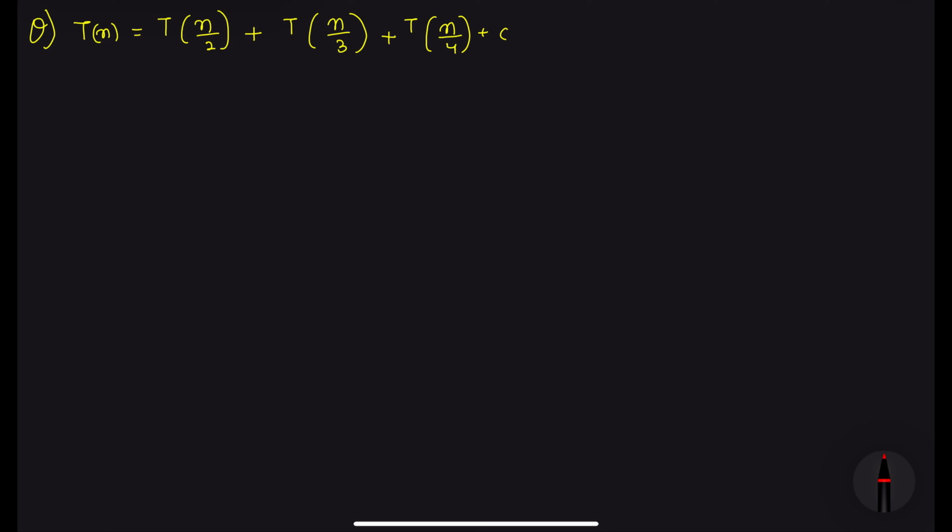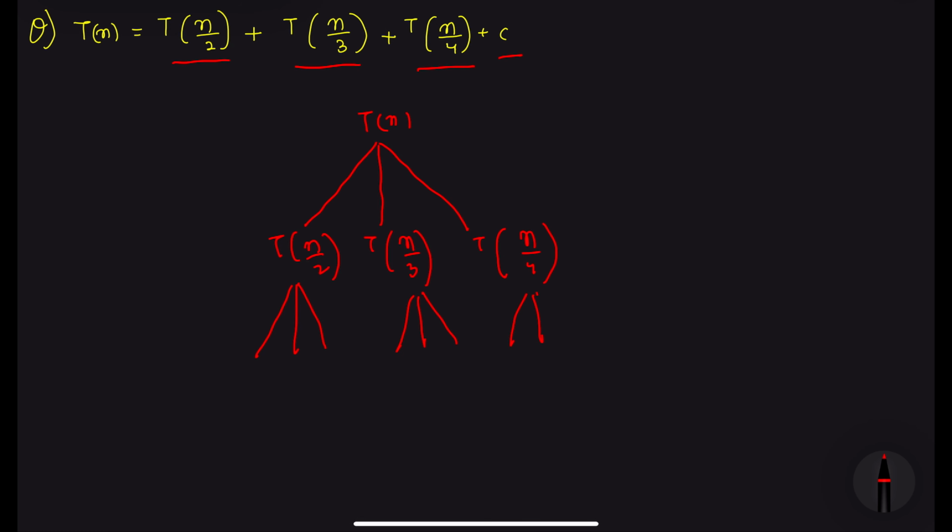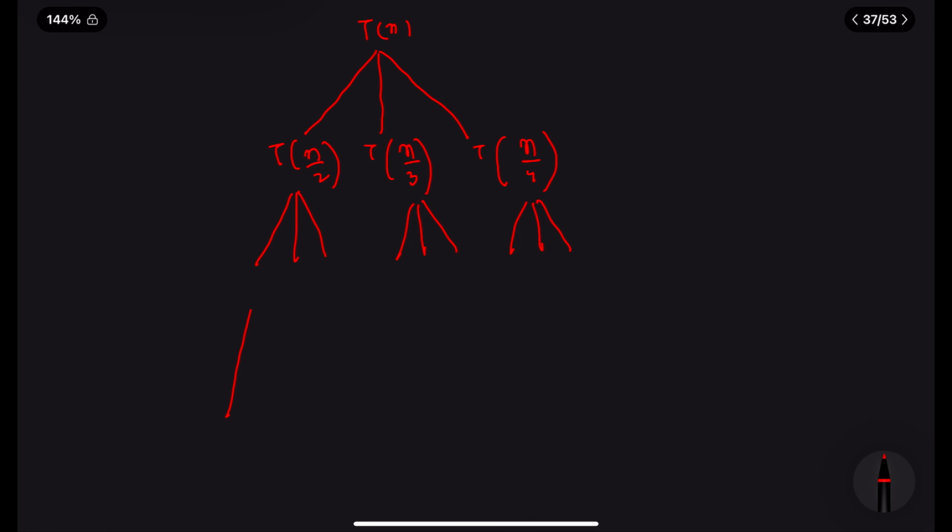So we have our recurrence relation here: T(n) = T(n/2) + T(n/3) + T(n/4) + C. C is the extra time consumed at each function call. If we draw the tree for this, we have T(n), and it is calling three functions: T(n/2), T(n/3) and T(n/4). These will again call three functions each, and it will keep on until k times.